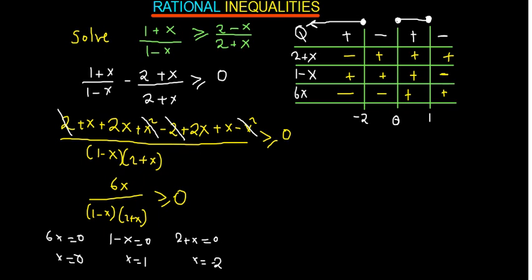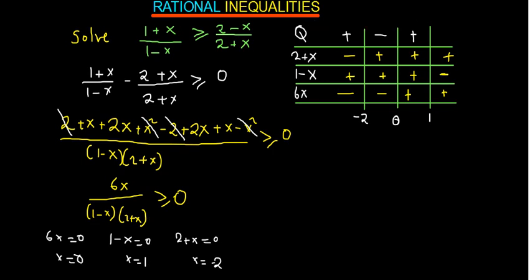Now even if it was greater than or equal to, for rational functions the denominator cannot be equal to 0. So when you equated 2 plus x to 0, you found negative 2. So the function cannot be equal to negative 2. And then you had also 1 minus x, you found 1. So the function cannot be equal to 1. So this tells you that even if it is greater than or equal to, 1 and negative 2 can't be included in the solutions.